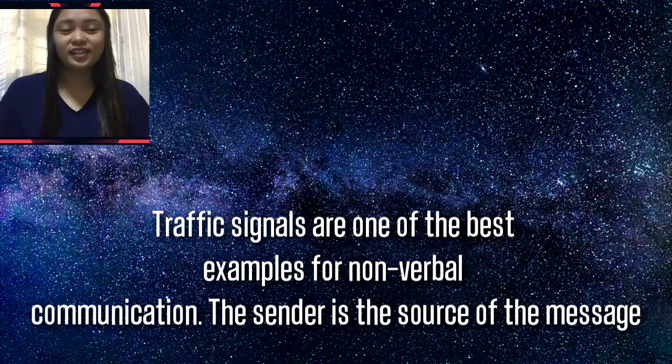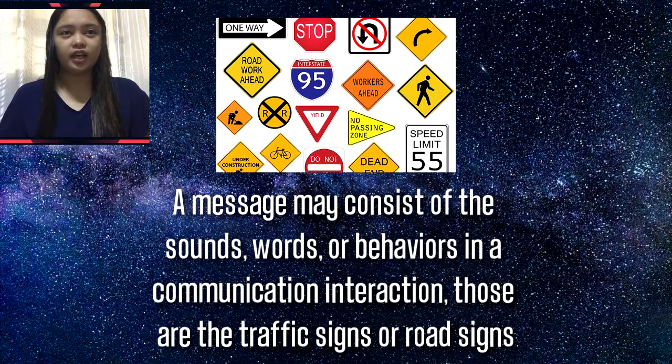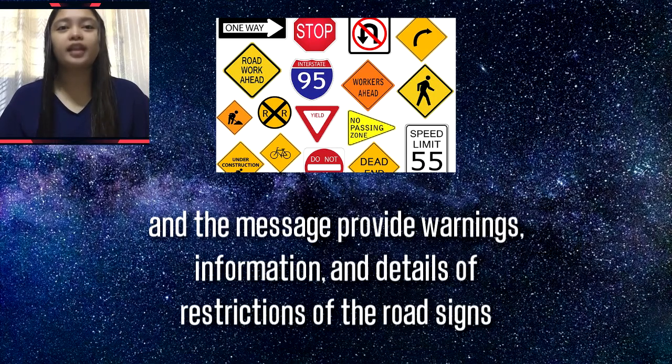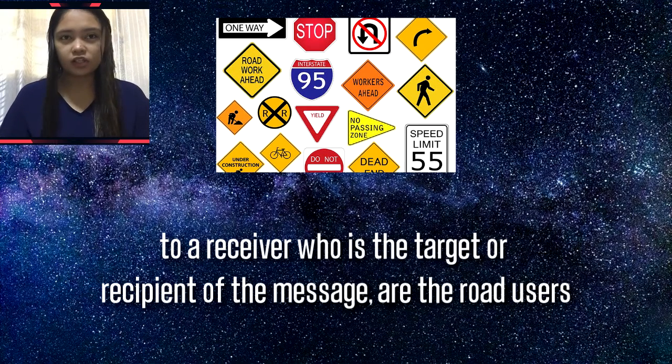Another example is the road signs or the traffic signs. The sender is the source of the message, and it may consist of sounds, words, or behaviors of communication interaction, and those are the traffic signs or the road signs. The message itself is transmitted through a channel, and signals are adapted for transmission. The pathway or route for communication, and the message provides warnings, information, and details of restrictions of the road signs. The receiver, who is the target or recipient of the message, is the road users.